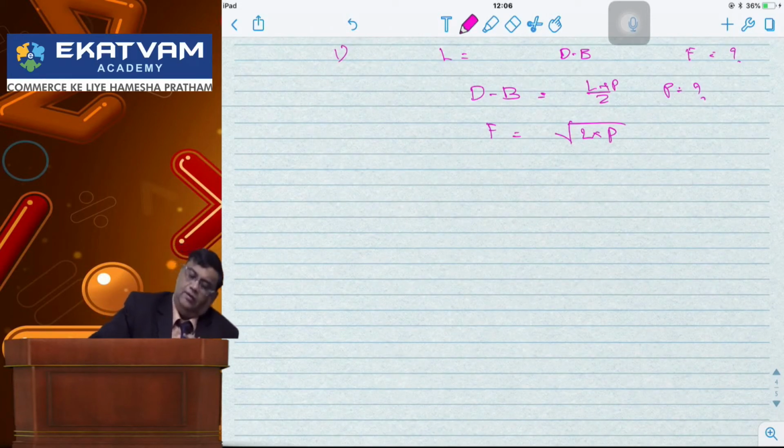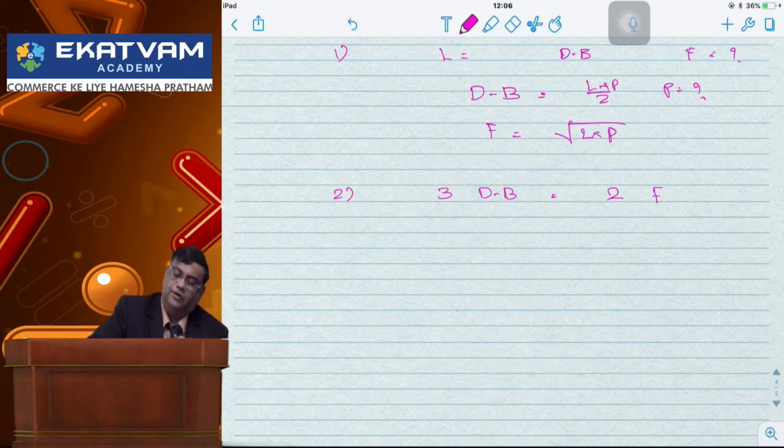If I say, as a very specific question, that 3 times Drobisch-Bowley is 2 times Fisher's index number, tell me, how will it go? They might ask you L equal to what, P equal to what, or something like that. It is 3 into (L plus P) upon 2 equal to 2 into root of L into P.